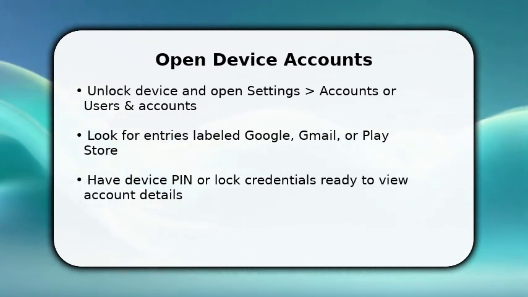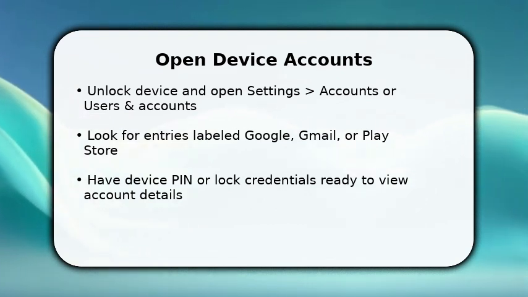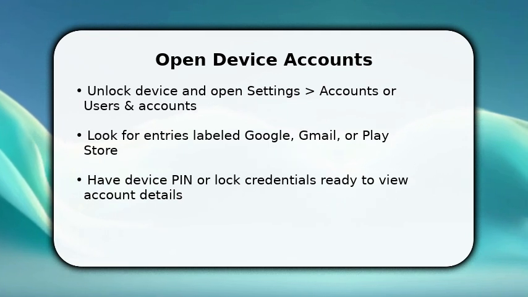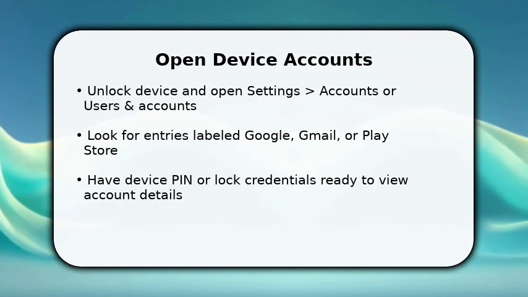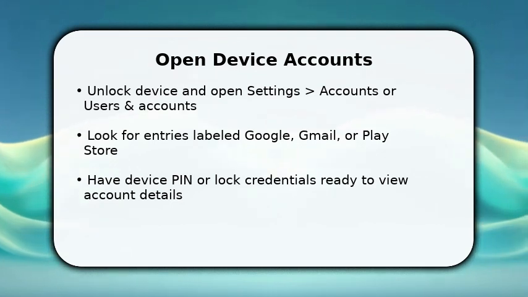Make sure you can authenticate with the device lock when a detailed view is required, since Android restricts account details without the PIN or biometric. This step reveals the primary email address used for sync and backup.